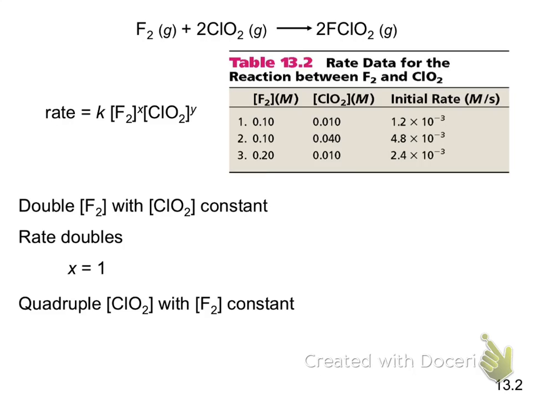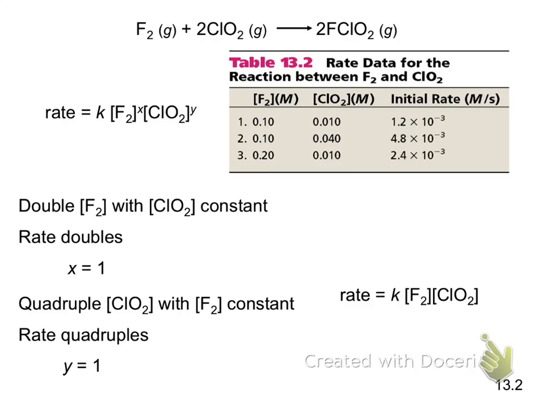All right, now let's check out the ClO2. All right, we quadruple ClO2 and we keep fluorine constant. So fluorine stays at 0.1. ClO2 goes from 0.01 to 0.04. So we quadruple it, 4 times as much for this particular experiment. And what happens? The rate quadruples. Check it out. It goes from 1.2 times 10 to the negative third to 4.8 times 10 to the negative third. So we quadruple the reactant, and the rate quadruples. So what do you think the rate exponent is going to be? 1 again, exactly.